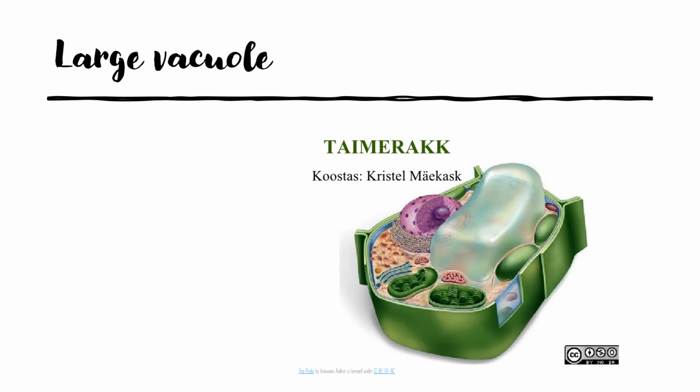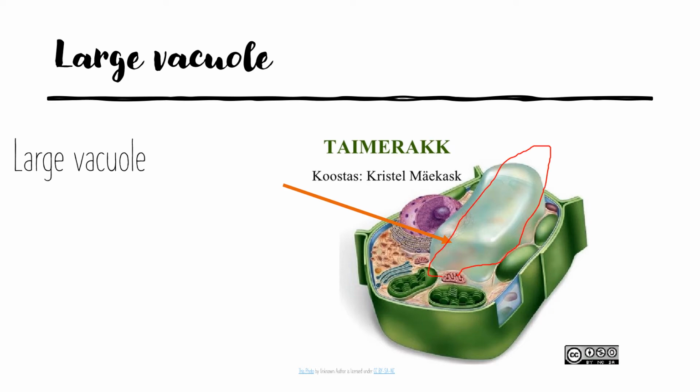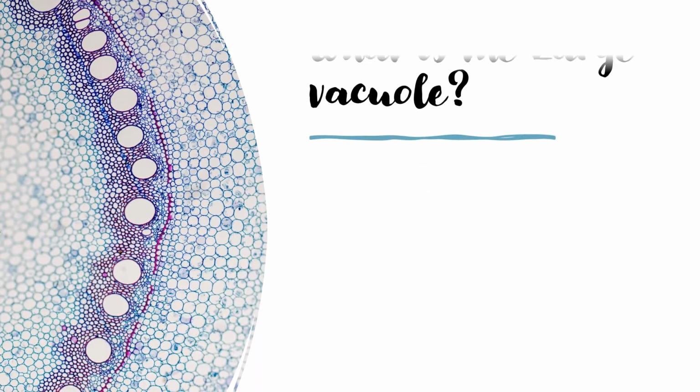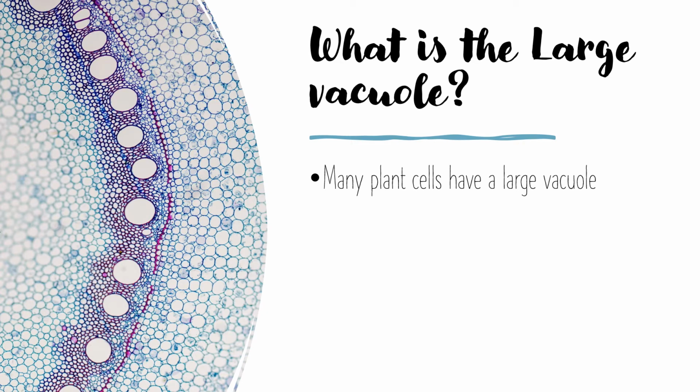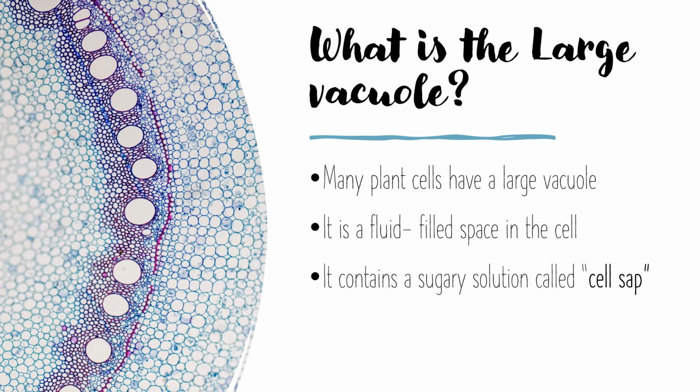Now, we'll talk about the large vacuole. The large vacuole is in the center of the cell, as you can see, this part. What is the large vacuole? Many plant cells have a large vacuole. It is a fluid-filled space in the cell. It contains a sugary solution called cell sap.